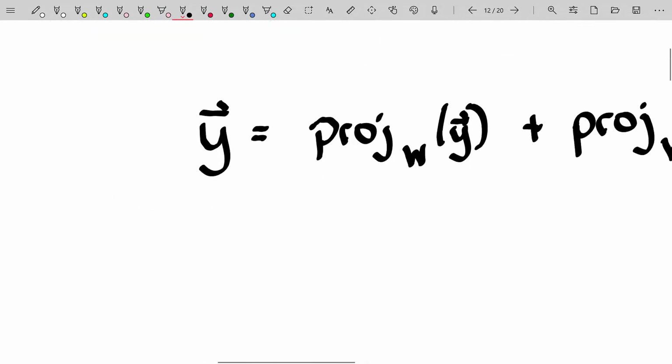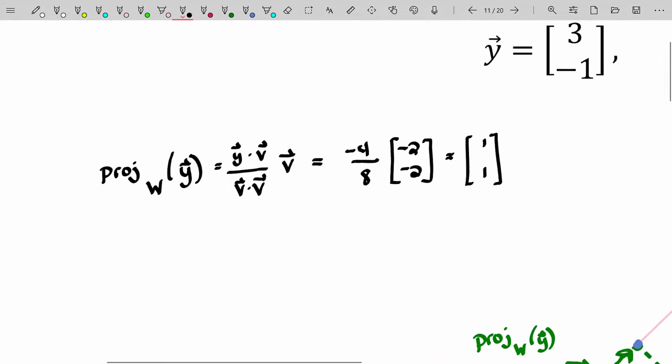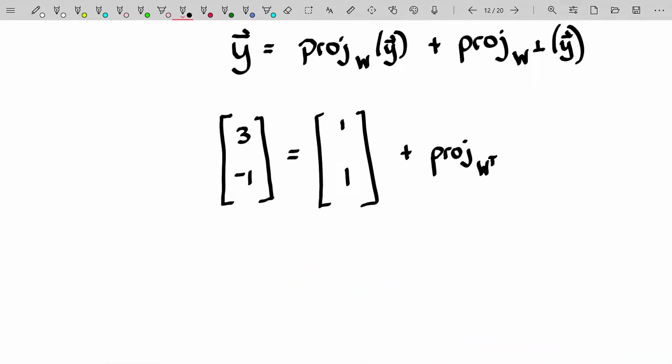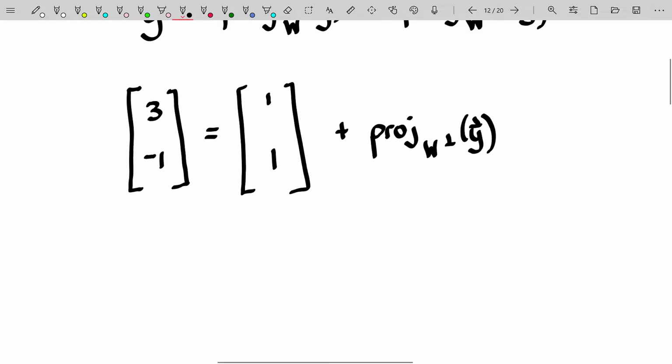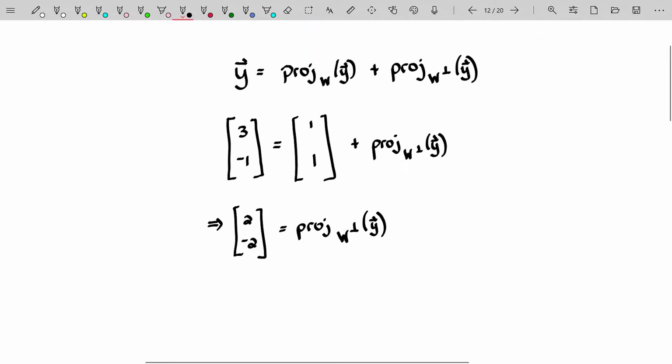We know what y is. It's just that vector right there, 3, -1. And we've just computed what the orthogonal projection of y onto w is. We computed that to be 1, 1. And you can see finding the orthogonal projection of y onto w perp, or in other words, the component of y orthogonal to w, is just a subtraction problem. Subtract 1, 1 from both sides, and we get down to this bad boy right here.